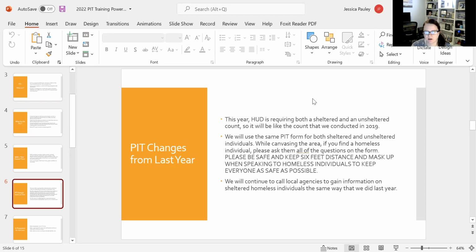When you're canvassing the area, if you find a homeless individual, please ask them all of the questions on the PIT survey form. We do ask that you be safe with COVID-19. We please ask you keep 6 feet of distance and mask up when speaking to homeless individuals to keep them safe as well as to keep you safe. We'll continue to call local agencies to gain information on the sheltered individuals the same way we did last year.